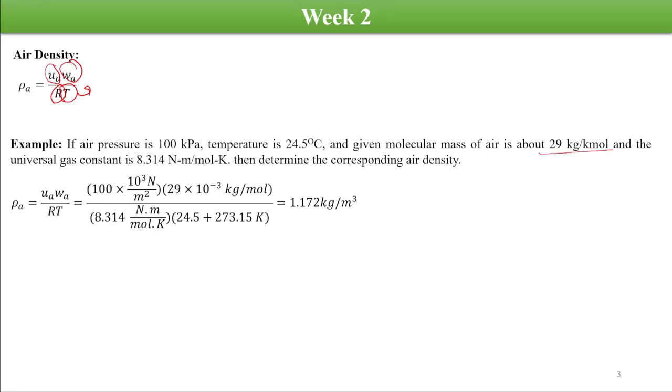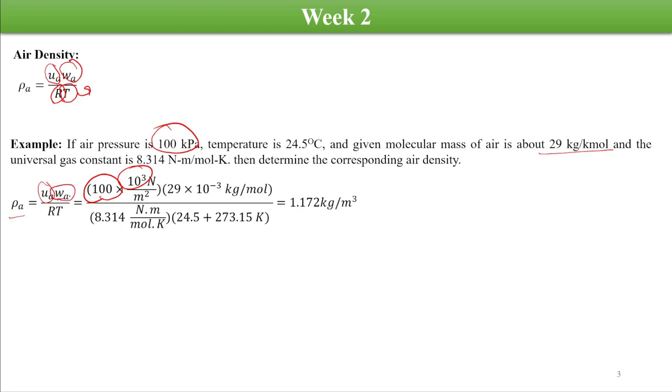Okay. As the formula states, the air density depends on the air pressure. The air pressure is u_a, which is given as 100 kPa. So we need to convert it into Newton per meter square, right? We'll multiply 100 by 10 to the power 3. That will give us 10 to the power 5 Newton per meter square, right?